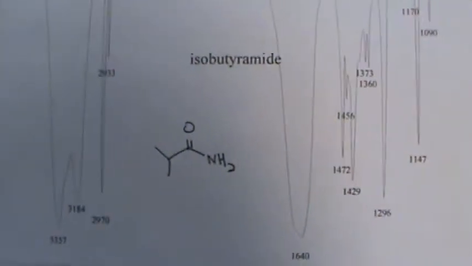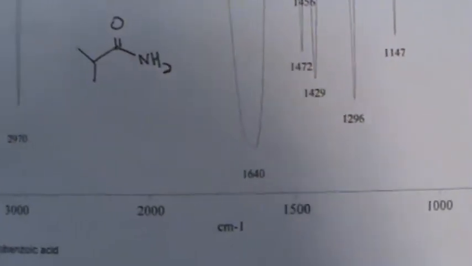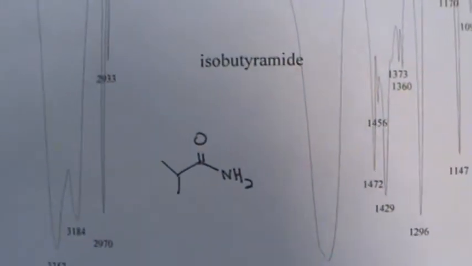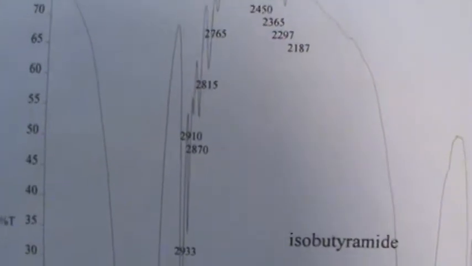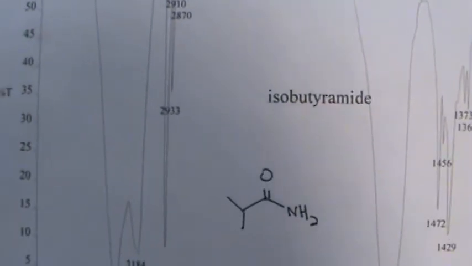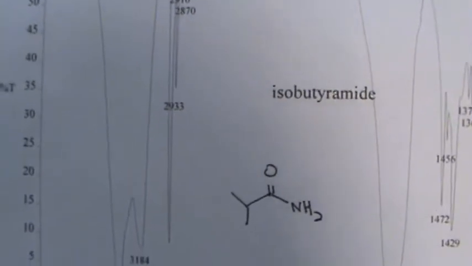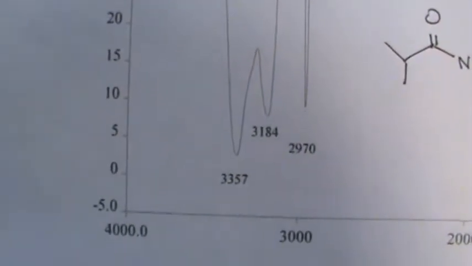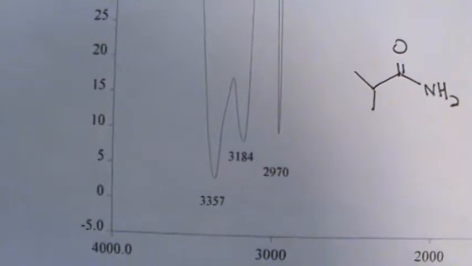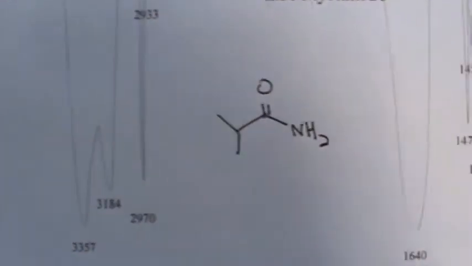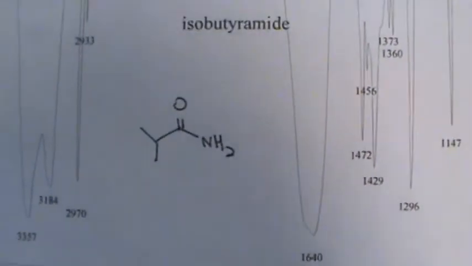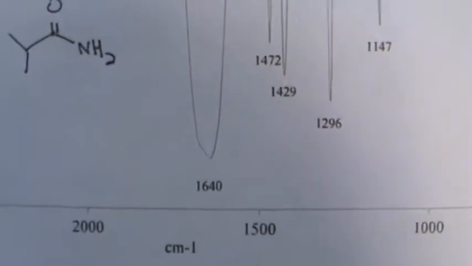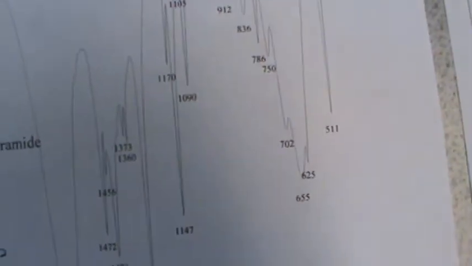The product, isobutyramide: 1640, that's obviously the carbonyl stretch of the amide. 2970, 2933, those that are just to the right of 3000, sp3 carbons with hydrogens on them stretching. The two big fluffy things, 3357, 3184, those are obviously the NH2 stretching, the nitrogen hydrogen stretching of a primary amide. 1640 is the carbonyl, we already mentioned that. The rest is fine as far as I'm concerned.